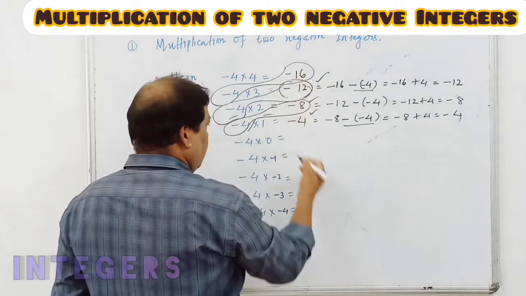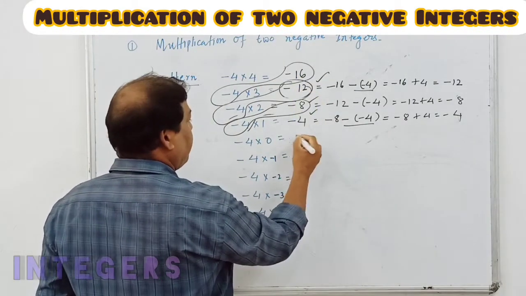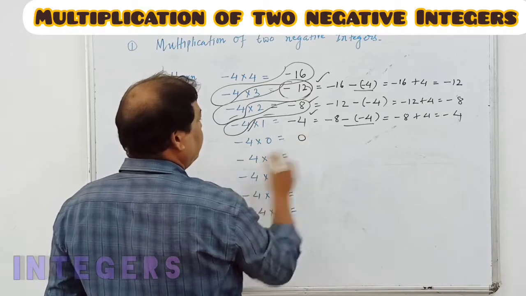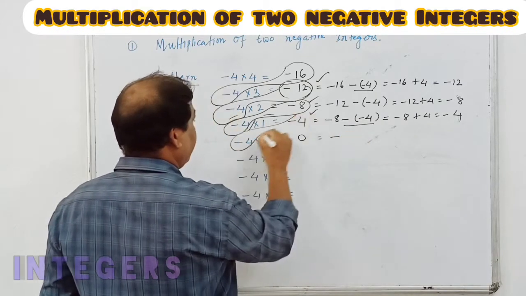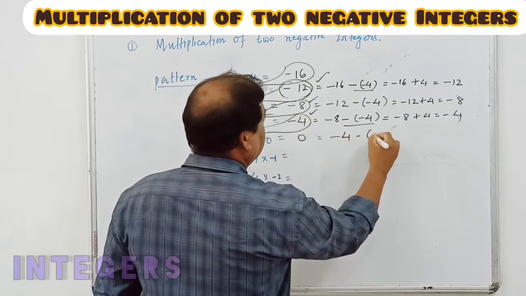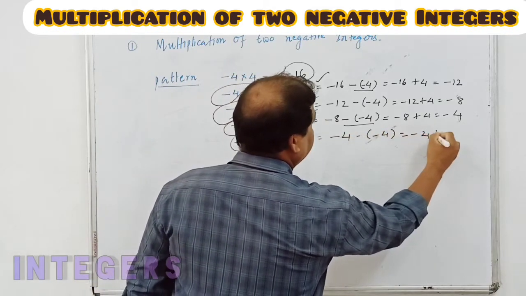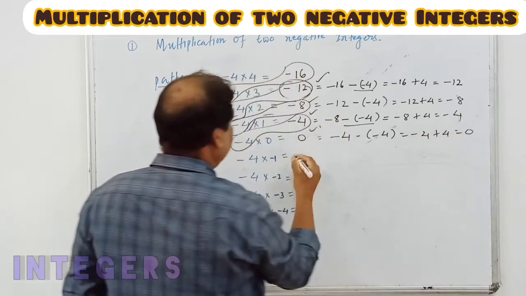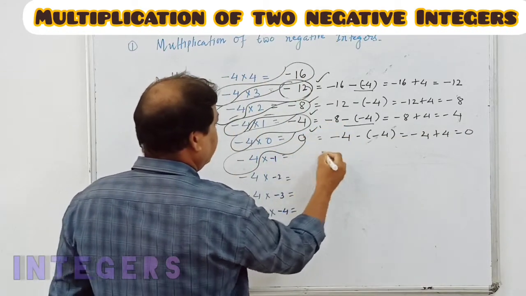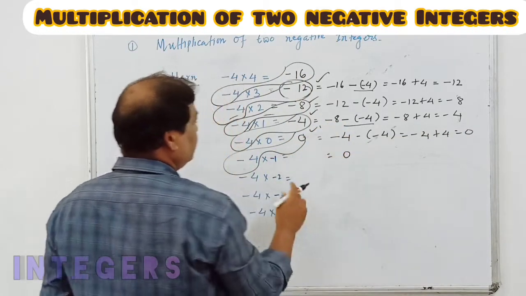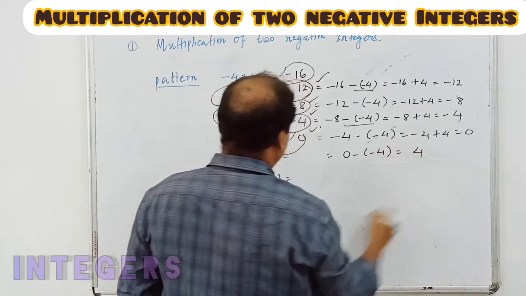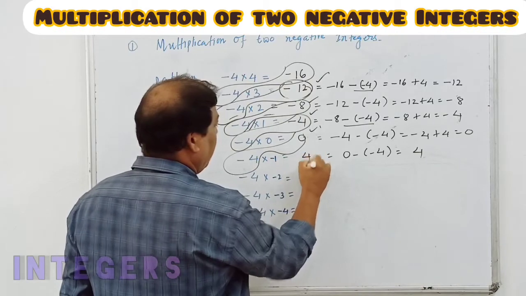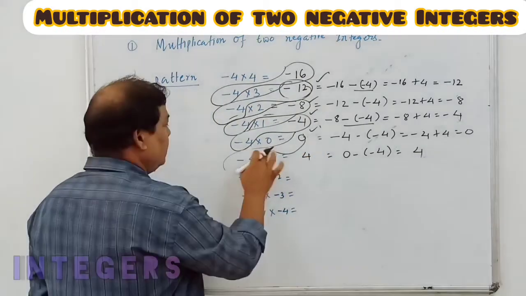Now you can do the same way. Minus 4 times 0 is 0, because minus 4 plus 4 is 0. Then subtract minus 4 from 0, so here is 4. So here is the 4.